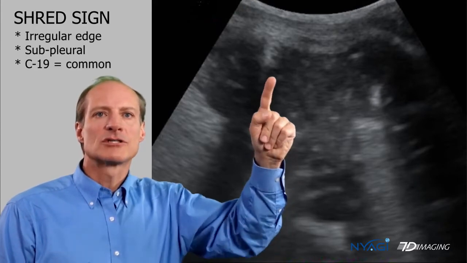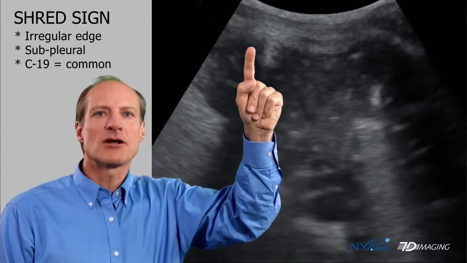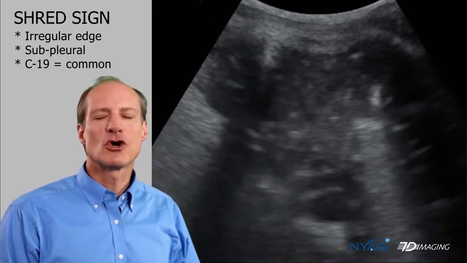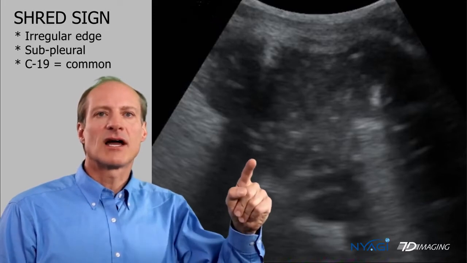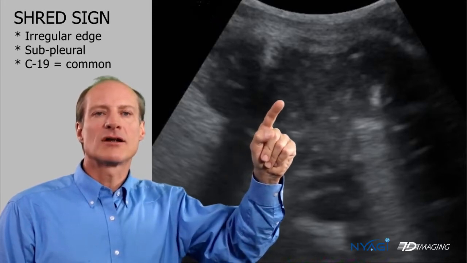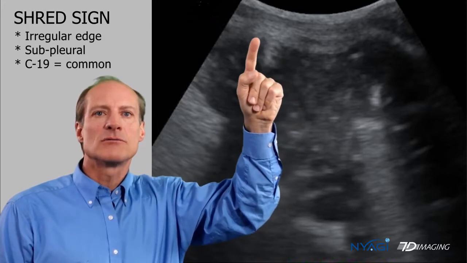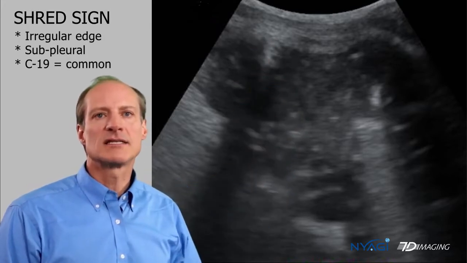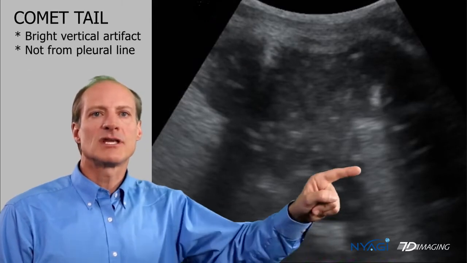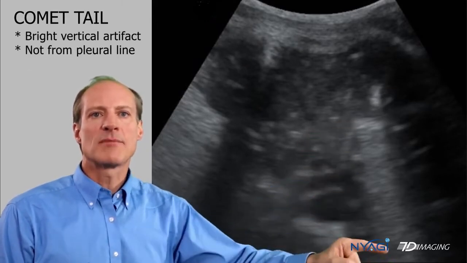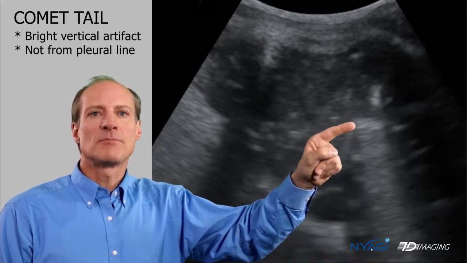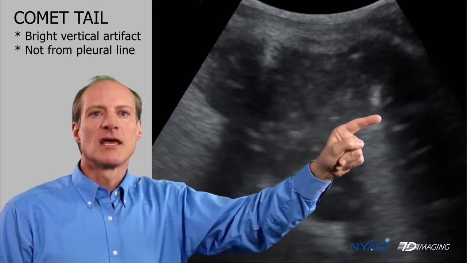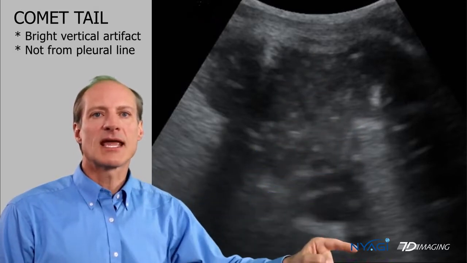You also see what's called a shred sign. Up at the top here, near the pleura, is an irregularity that is classically seen with the COVID-19 virus. Considering that the virus attacks the small air sacs in the periphery of the lung, you may see some subpleural consolidations classically with the COVID-19 ARDS pattern. You also see in this picture a comet tail artifact that looks like a B-line, but it does not originate from the pleural space. So that is simply an artifact within this consolidation.